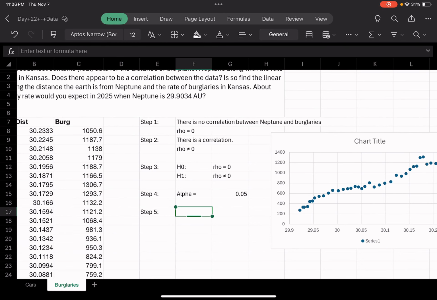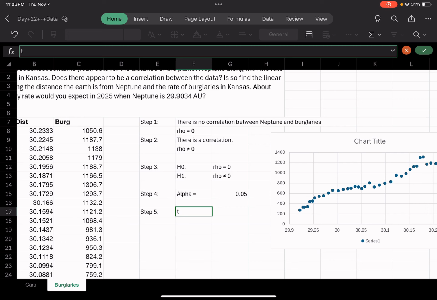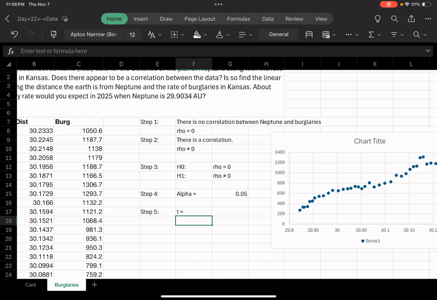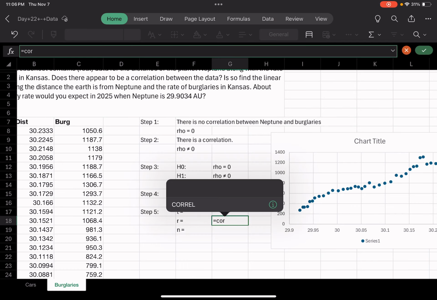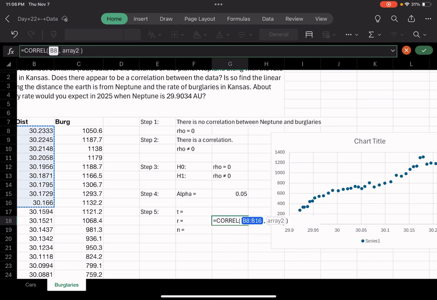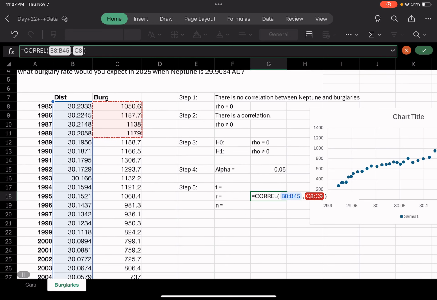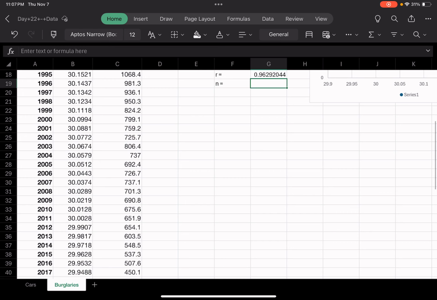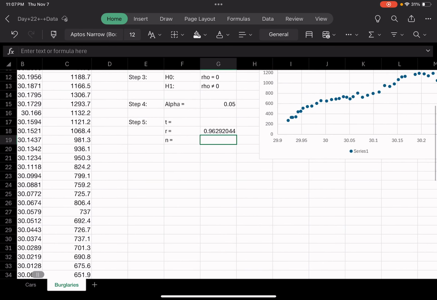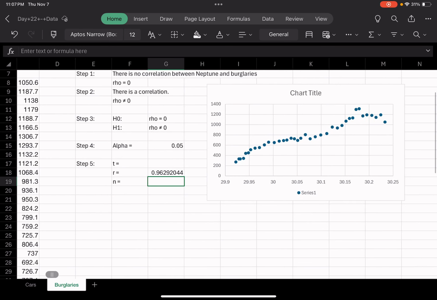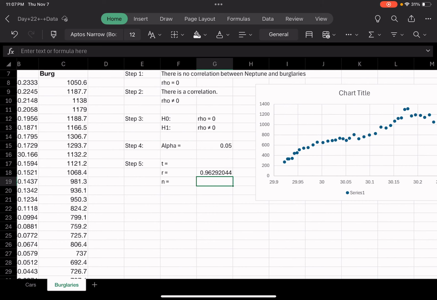Let's just see. So for the test statistic, I'm going to have t. But in order to get t, I need r and n. All right. r, I'm going to find using equals CORREL. I'm going to select the first column and then the second one. There it is. Enter. Look at that coefficient. That's pretty strong.